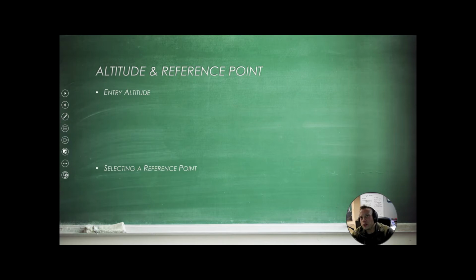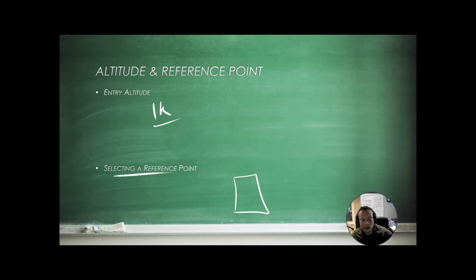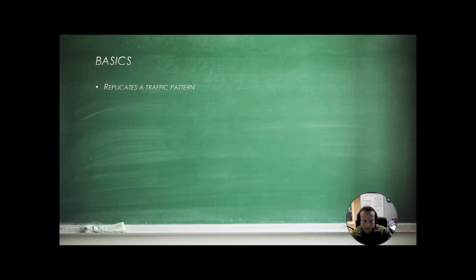Now, our entry altitude. It is a ground reference maneuver, so you want to be close enough to see ground reference points. I believe the ACS allows you between 800 and 1,200 feet above the ground. I like shooting for 1,000 feet above the ground because that is exactly the altitude we're going to be at for the traffic pattern altitude. We also want to select a good reference point, a nice rectangular field, a set of roads that make a nice rectangle, something along those lines.